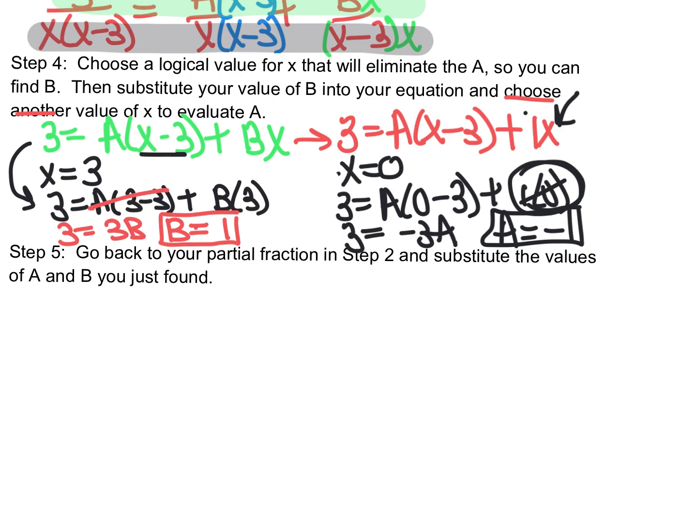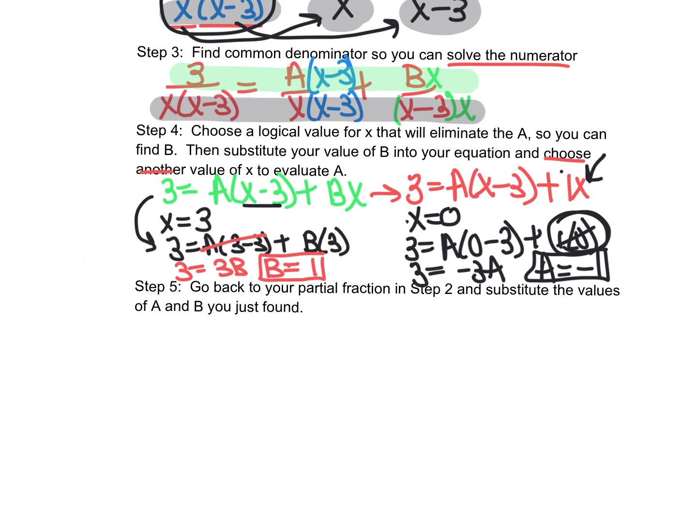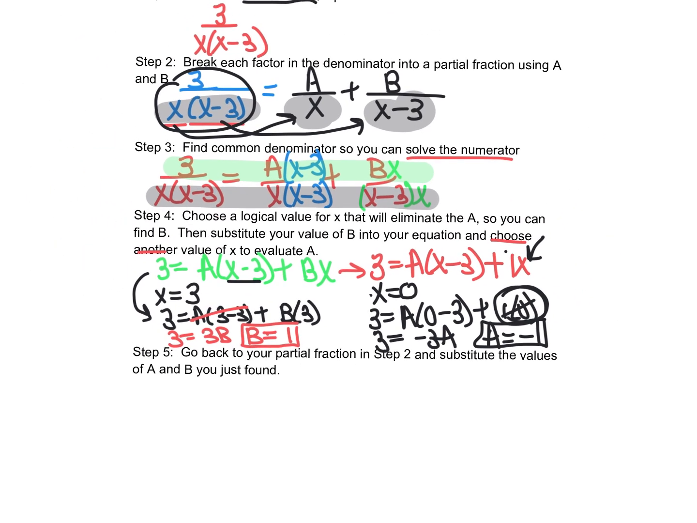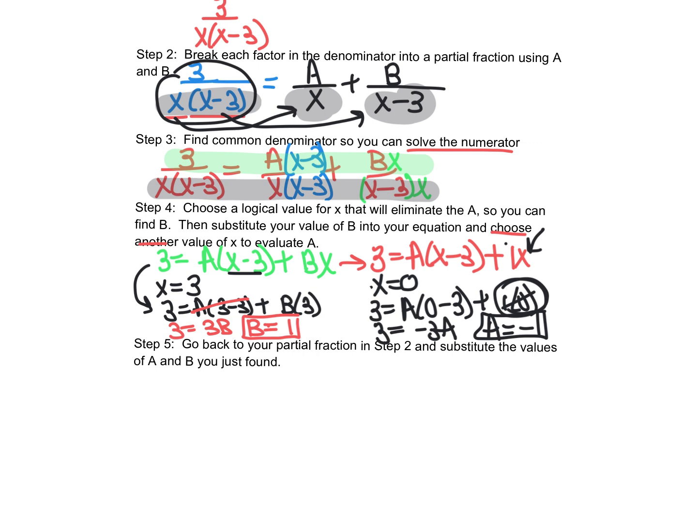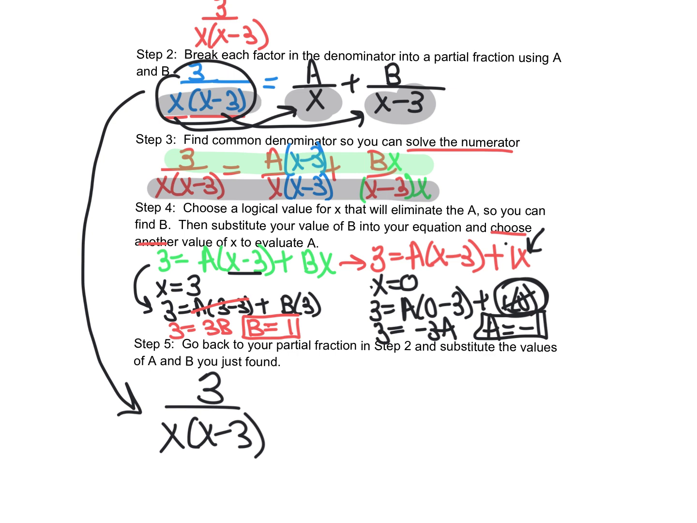And then once we know what A and B are, go back to your partial fraction in step 2. This guy here in step 2. And we're basically going to rewrite it, but now we have a value for A and we have a value for B. So we have 3 over X times X minus 3 equals, instead of A, we are going to put negative 1 over X, plus instead of B, we are going to put 1.